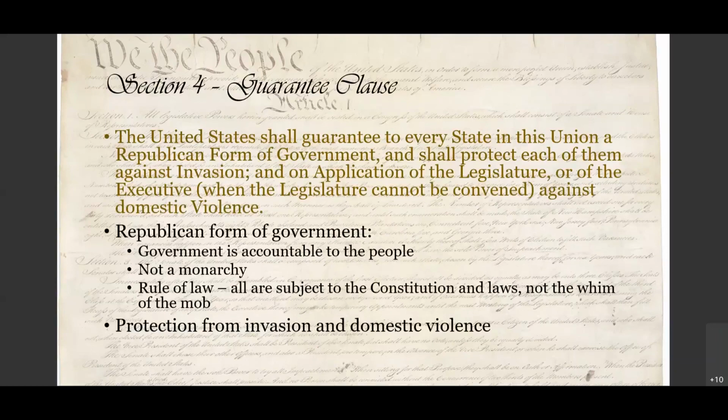The final section is the Guarantee Clause, which states: the United States shall guarantee to every state in this Union a Republican form of government and shall protect each of them against invasion and, on application of the legislature or of the executive when the legislature cannot be convened, against domestic violence. As we heard earlier, we have a Republican form of government guaranteed by the Constitution, which means that government is accountable to the people. We have a democratic republic.